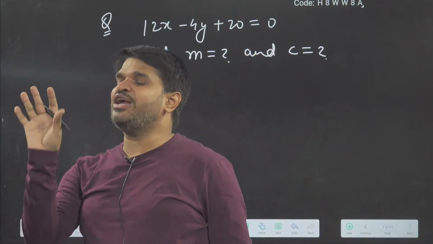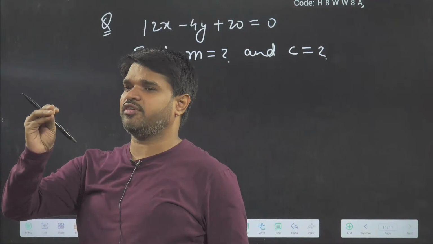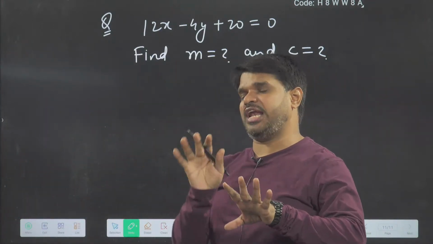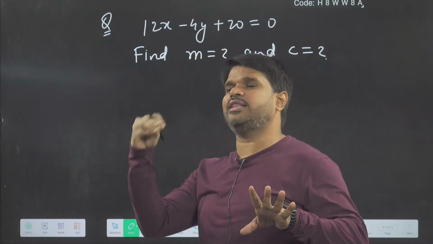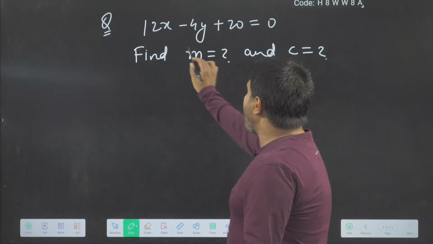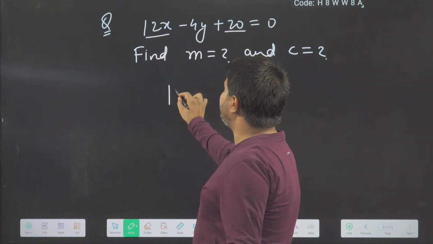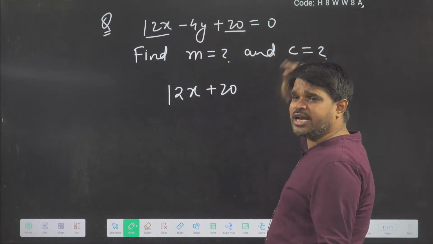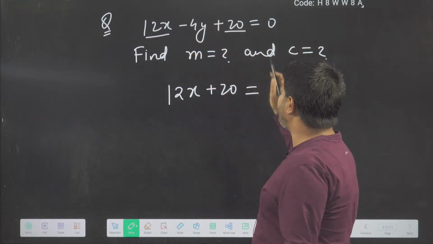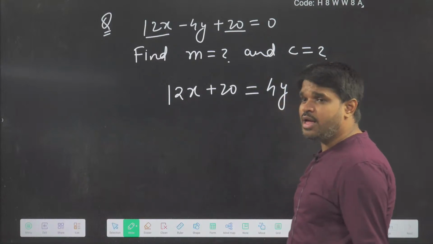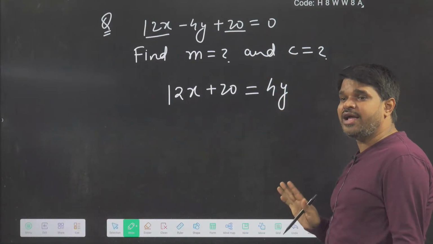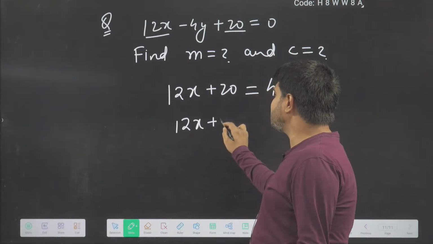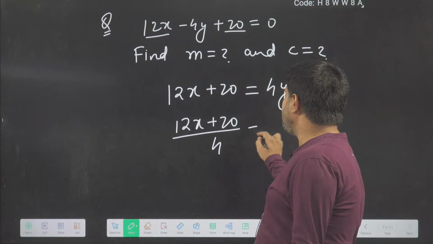Okay, see, you have to bring y on one side, not necessarily on the left. You can keep it on the right also. It is not compulsory to keep y on the left. y should be alone on one side, either on the right or left. So see, I am keeping 12x and 20 on the left, 12x plus 20. I am taking minus 4y on the other side. When I take minus 4y on the other side, it becomes what? 4y. But I need to make y alone, so bring this 4 here in the denominator. So I got 12x plus 20 by 4 equals what?